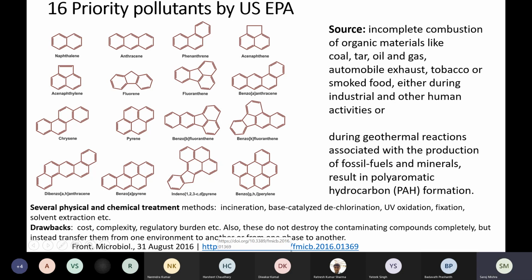Okay, so please try to understand the chemical treatments are there, but they have huge drawbacks associated with them. And since microbes, as you saw, can take up these compounds and completely degrade them to carbon dioxide and water, there is no load as such. So is this clear? Yes, ma'am.